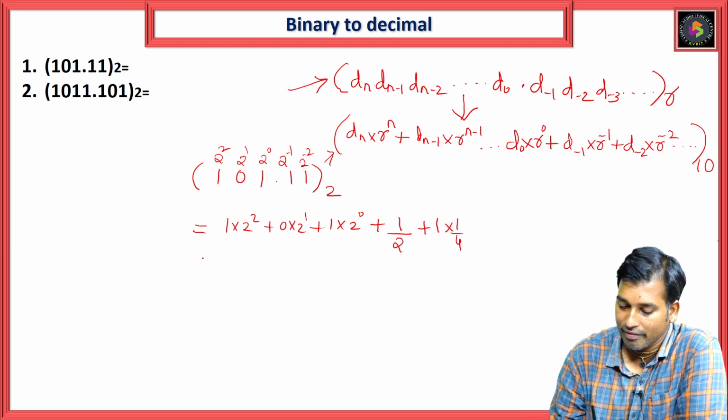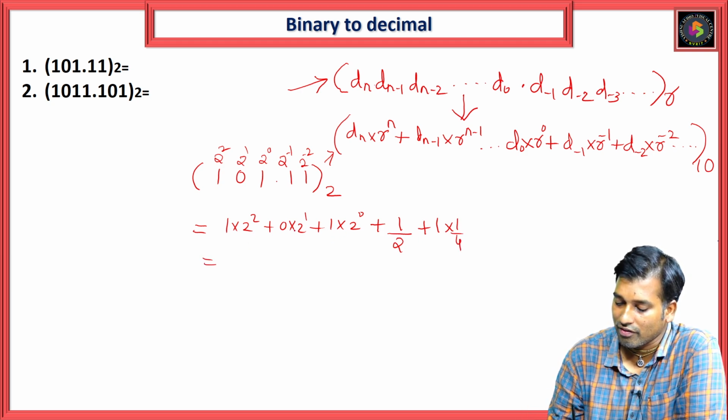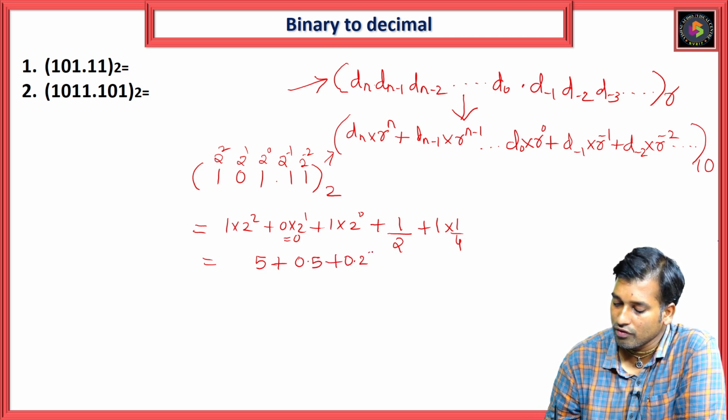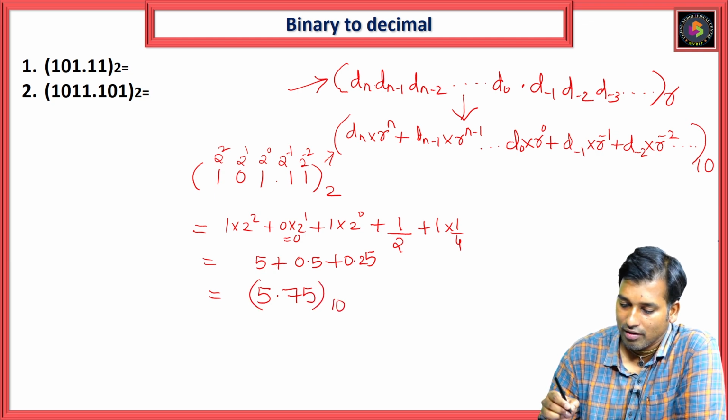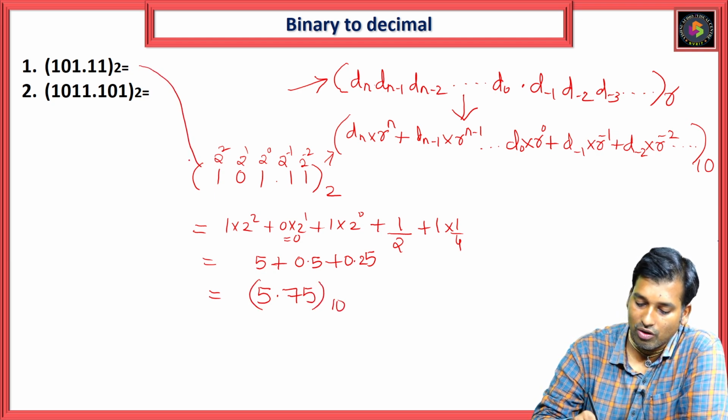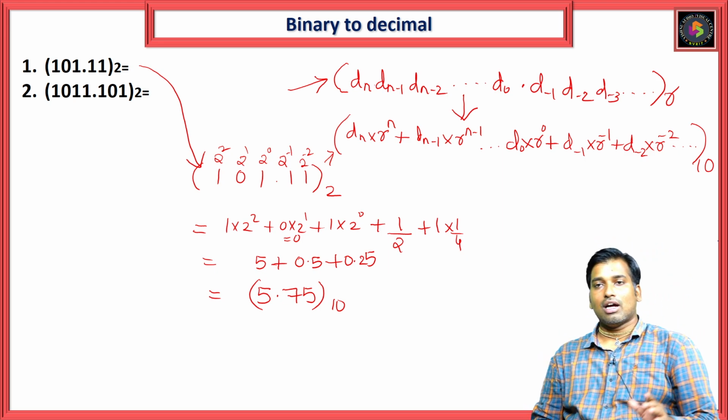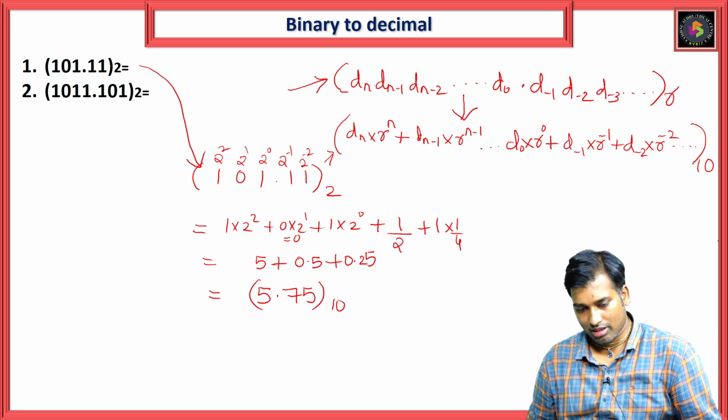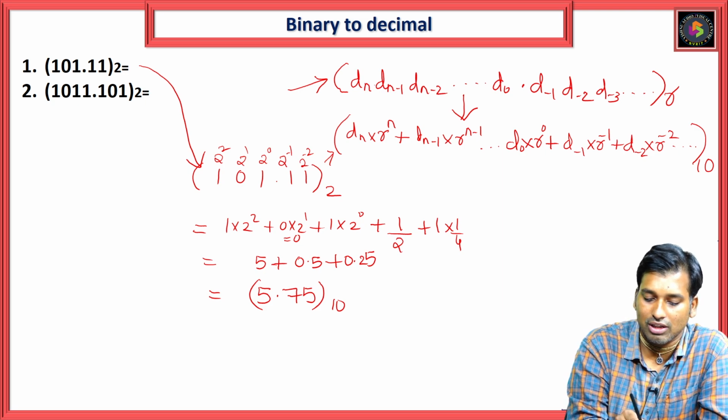This is 4 plus 1, 5, this is 0, plus this is 0.5, this is 0.25. So this is nothing but 5.75 base 10. This is how we convert the binary number system into the decimal number system. Similarly, we can do this example.